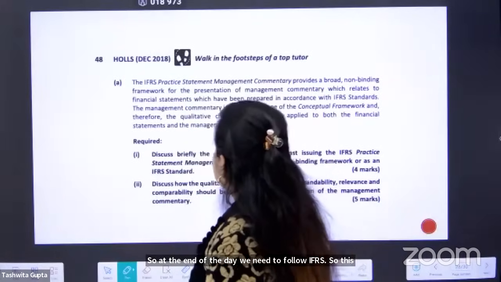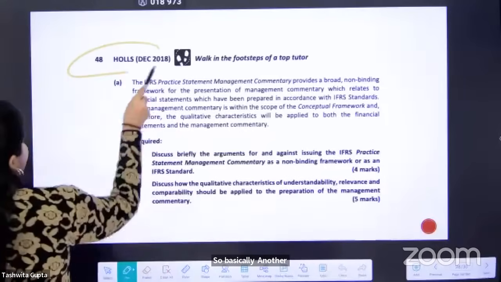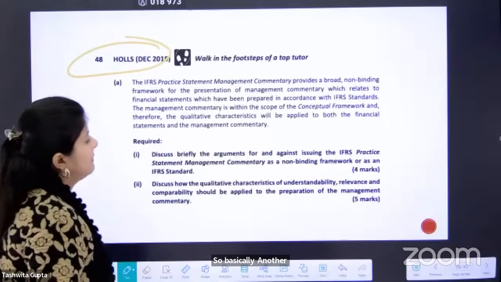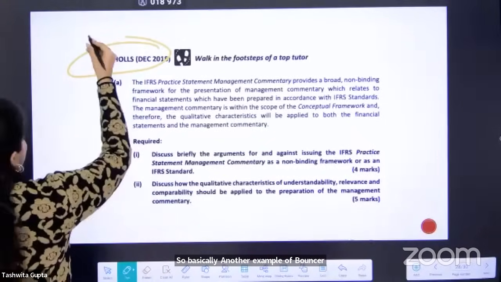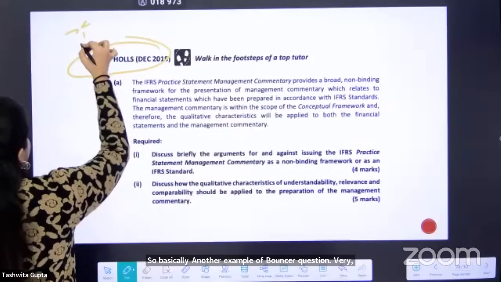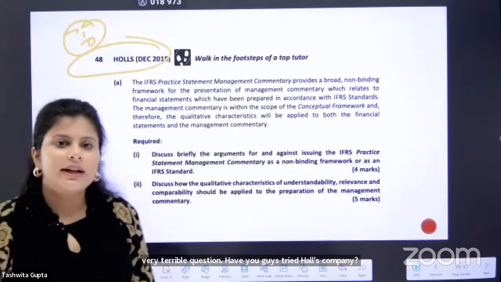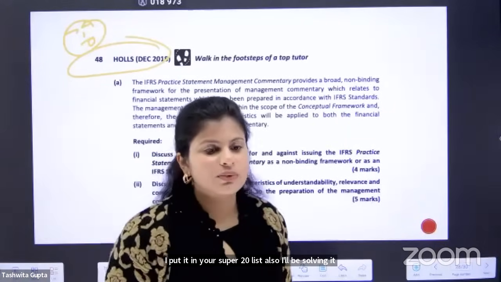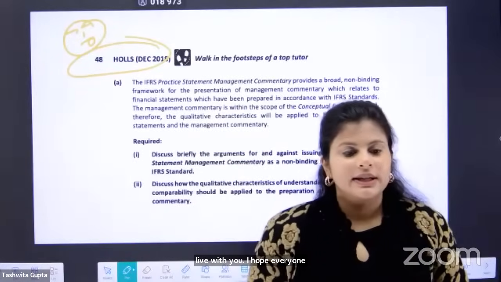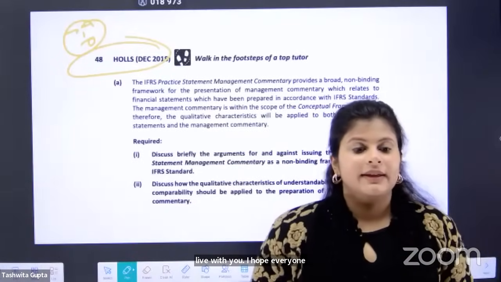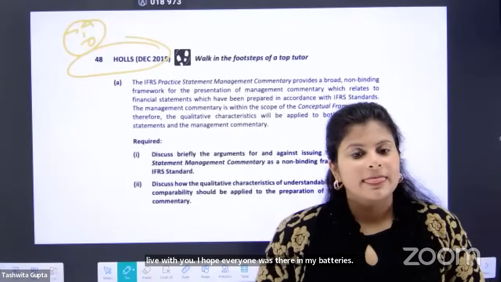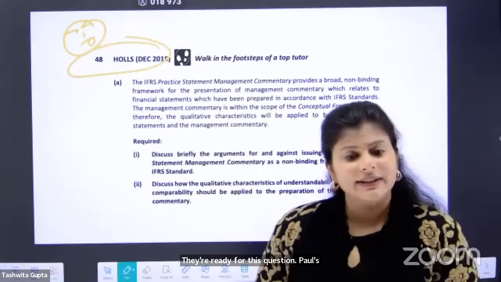So basically, another example of a bouncer question. Very, very terrible question. Have you guys tried Hall's company? I put it in your Super 20 list also. I'll be solving it live with you. I hope everyone who's there in my batches is ready for this question. Hall's company. Have you guys tried it?